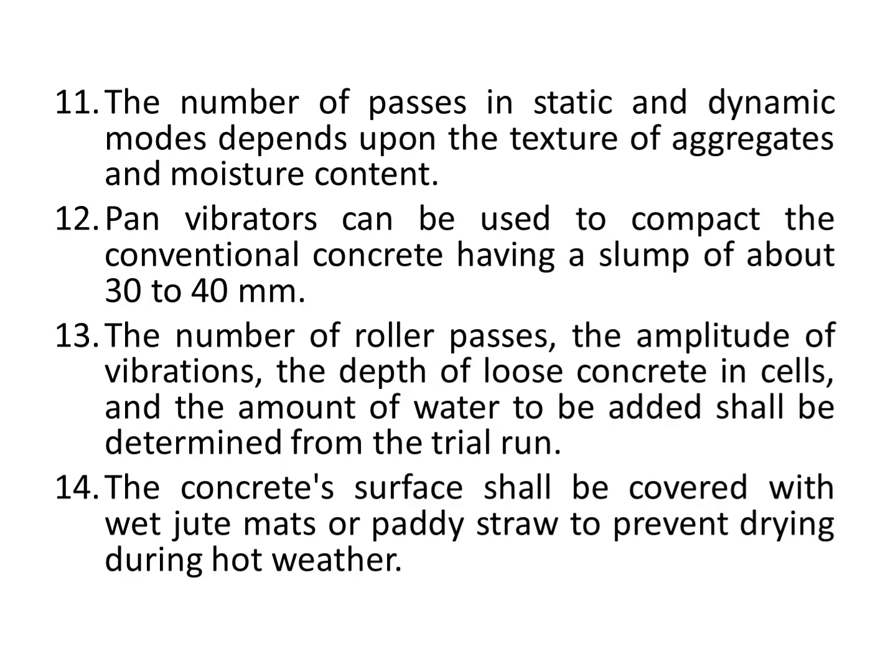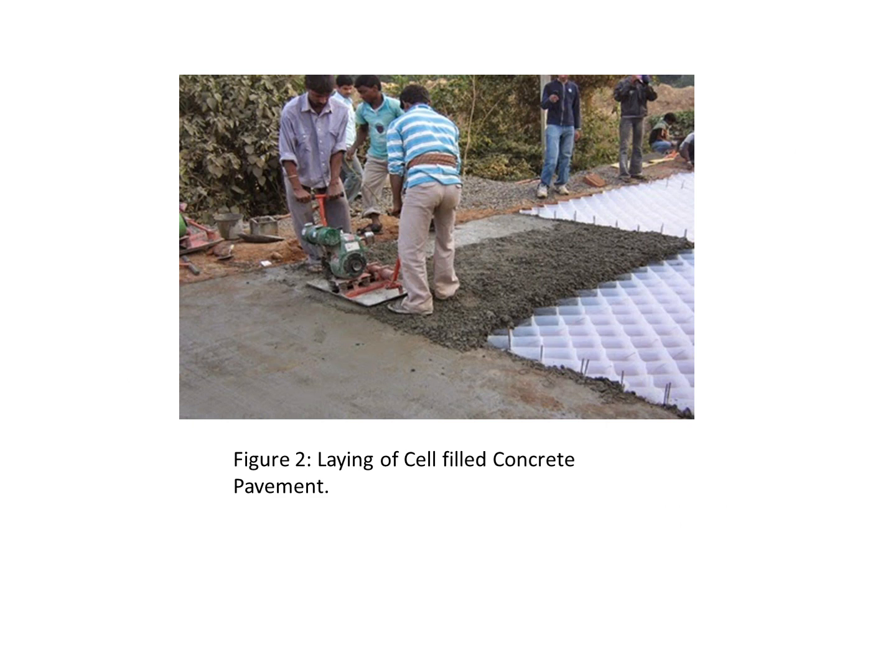The 11th one is the number of passes in static and dynamic mode depends upon the texture of aggregate and moisture content. The 12th one is pan vibrators can be adopted to compact. The 13th one is the number of roller passes, the amplitude of vibration, the depth of concreting cells and the amount of water to be added shall be determined from a trial run. The concrete surface shall be covered with wet jute mat or paddy straw to prevent drying during hot weather. These are the steps included in concrete self-filled pavement. This is the laying process of self-filled concrete pavement.